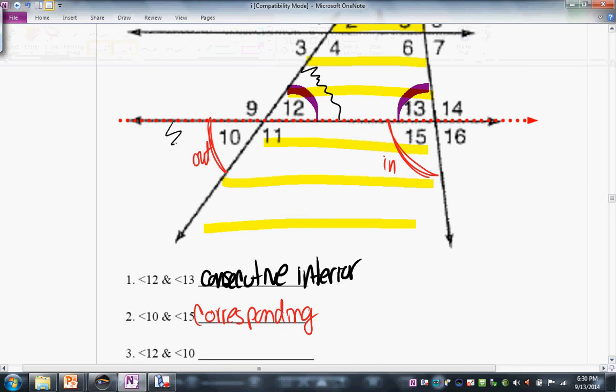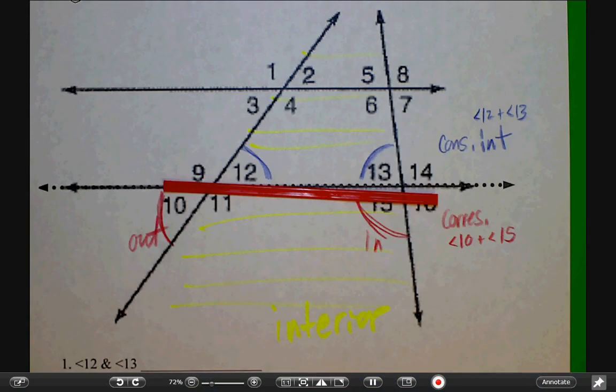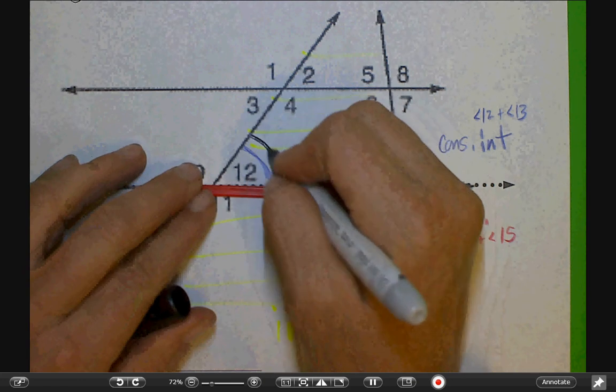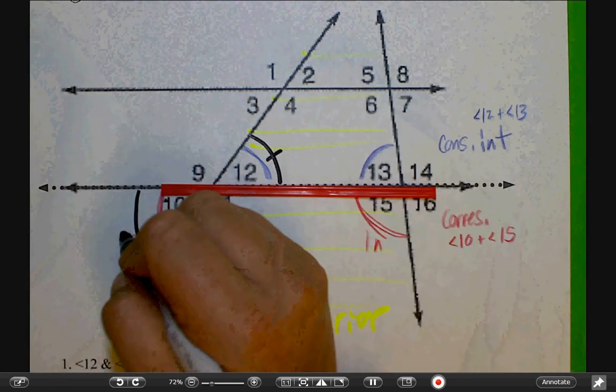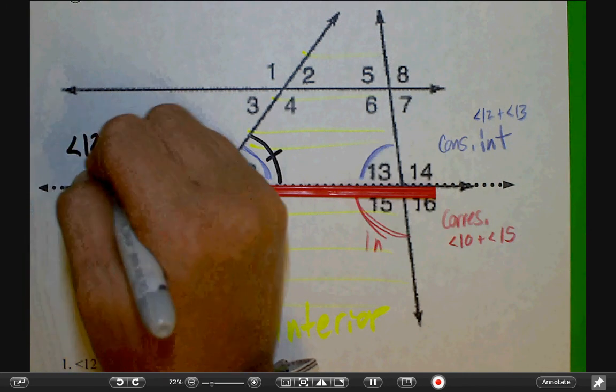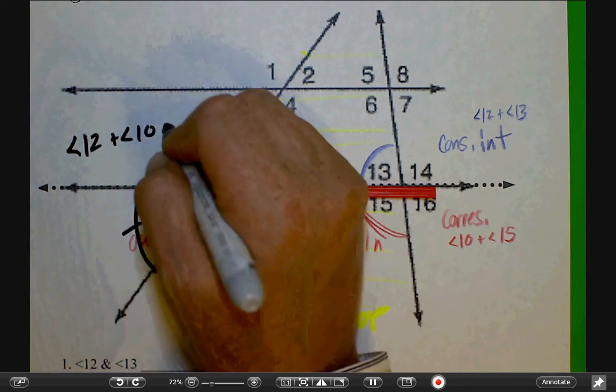Here's 12. Here's 10. They're a bow tie angle, so those are vertical. They look like a bow tie. They're going to be automatically congruent. So angle 12 and angle 10, they're vertical.